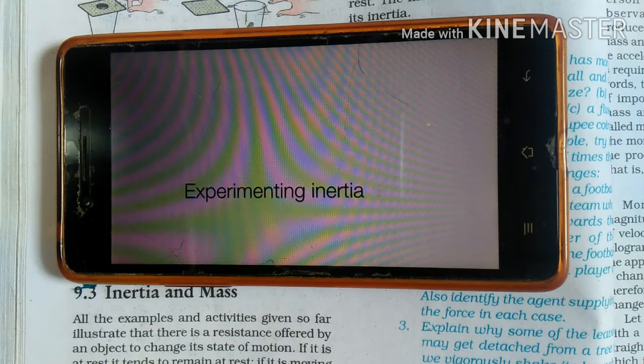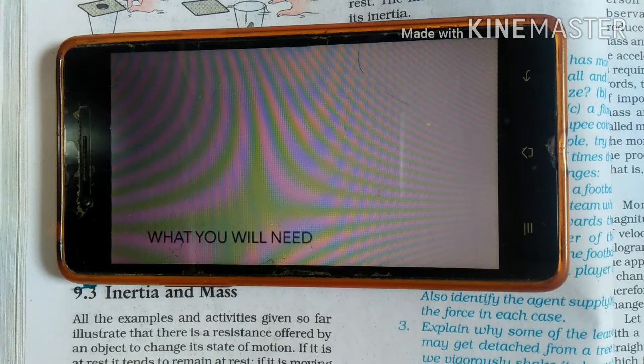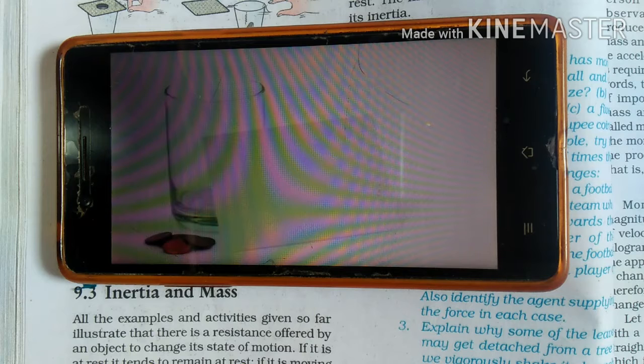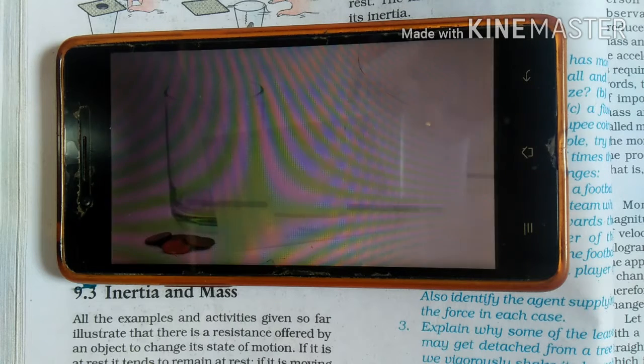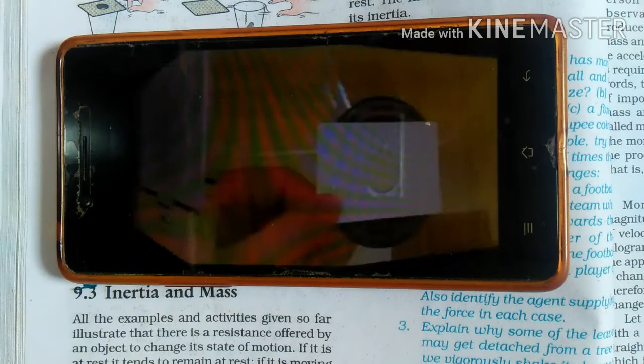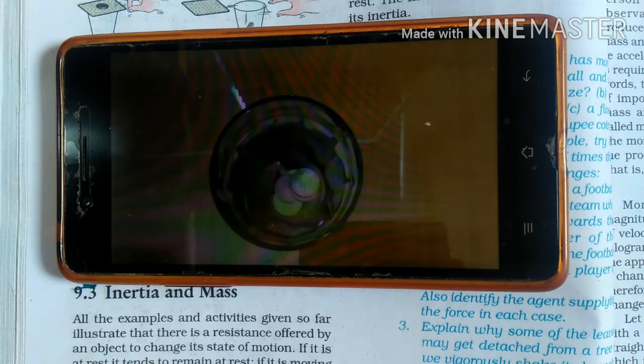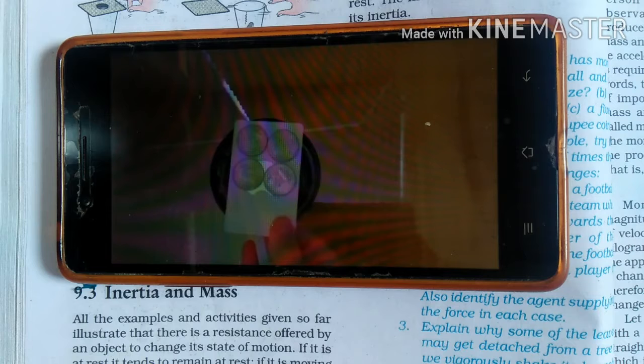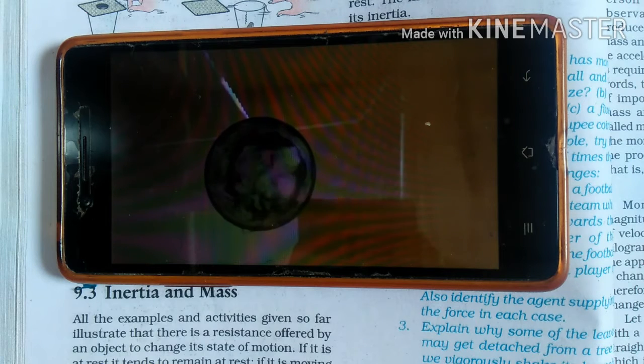This is one of many experiments to prove inertia. I am going to do the coin in the cup demonstration. For this, you will need a glass, an index card, and a few quarters. It works with more than just one quarter.